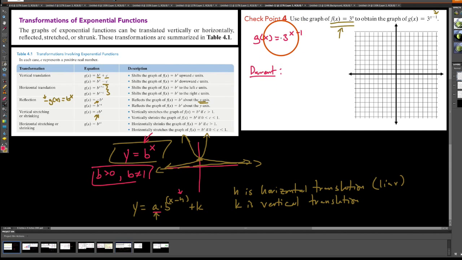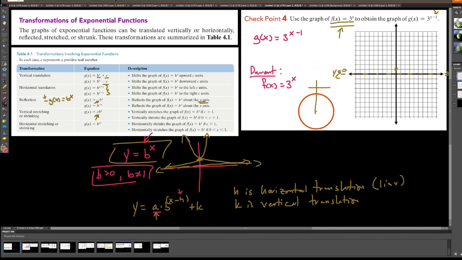So if I were to set a equal to 1 and our h and k equal to 0, I would say then my new function here, f of x, the parent function, would just be 3 to the power of x. And what I want to say about 3 to the power of x is this. It's really, really easy to graph. We'd say it has a horizontal asymptote at y equals 0, and it goes through the point 0, 1.